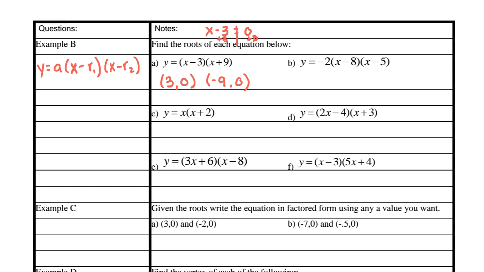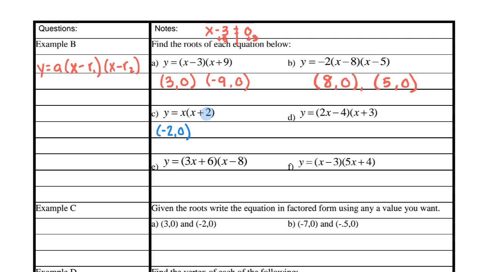Part B, same thing. We look in our parentheses, change the sign for your roots. So since it is x minus 8, our root would be a positive 8, 0, and a positive 5, 0. Part C is written a little differently. We have x times x plus 2. We still have 2 as a root, which would make that a negative 2, 0.